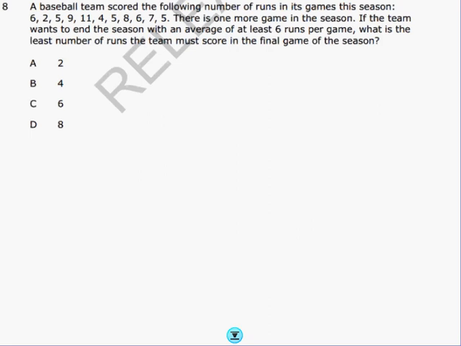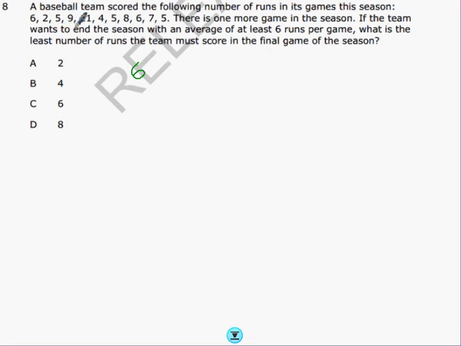Okay. Baseball scored the following number of runs in games this season. They want to average at least 6 runs a game. How many do they have to get in the final game of the season? Okay, well, let's add up all their runs. 8, 13, 22, 33, 36, 41, 49, 55, 59, 64. So they got 64, although I thought it was 68.